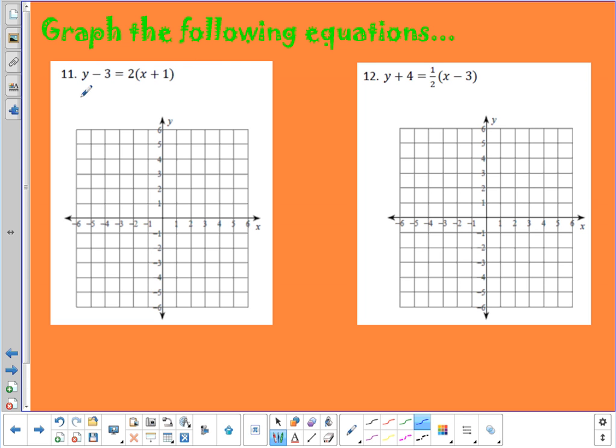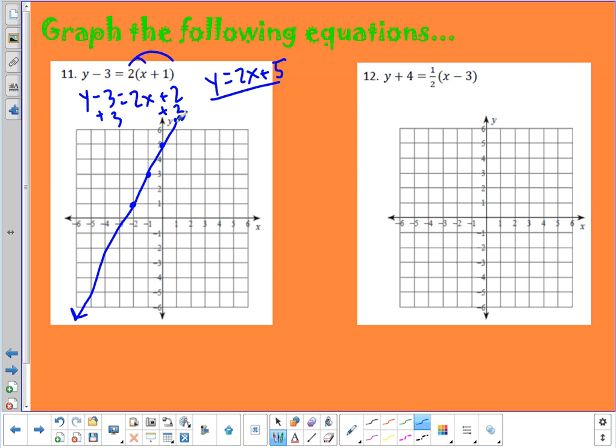Okay, so if I did that, that means I would distribute the 2, and I'd have y minus 3 is equal to 2x plus 2, and then I would add the 3. So I have y is equal to 2x plus 5. So there's my slope-intercept form equation. That means I have a y-intercept of 5, which is way up there, and then I have a slope of positive 2. So I can go up 2 and be off my graph a little bit, or I can also go down 2 and left 1, down 2 and left 1, and make my line from there.